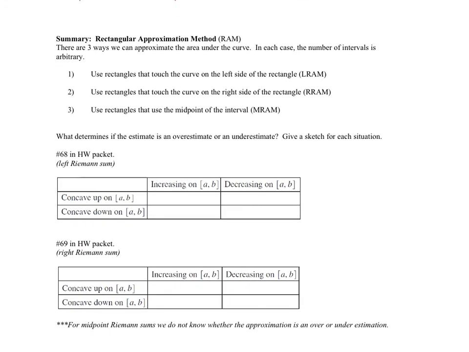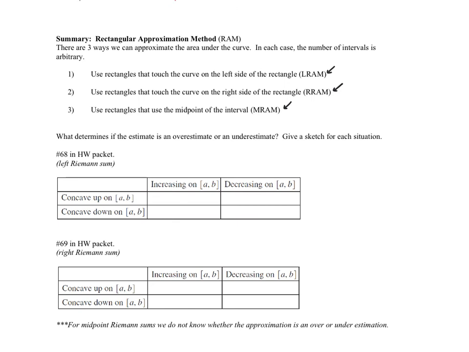Okay, so there's 3 ways we can approximate the area under a curve, and actually 4. We touched on the 4th, which was trapezoid, but in this summary, we're just going to talk about the 3. Number 1 is an LRAM. We're going to calculate our rectangle from the left side, so use rectangles that touch the curve on the left side of the rectangle. Number 2, RRAM. Number 3, midpoint. We're going to talk about LRAM and RRAM and how those overestimate or underestimate and in what cases.